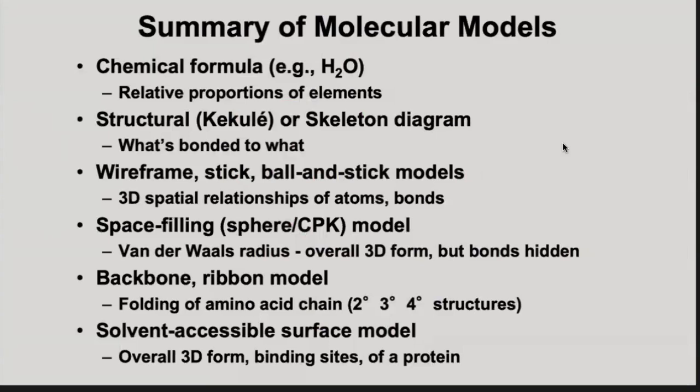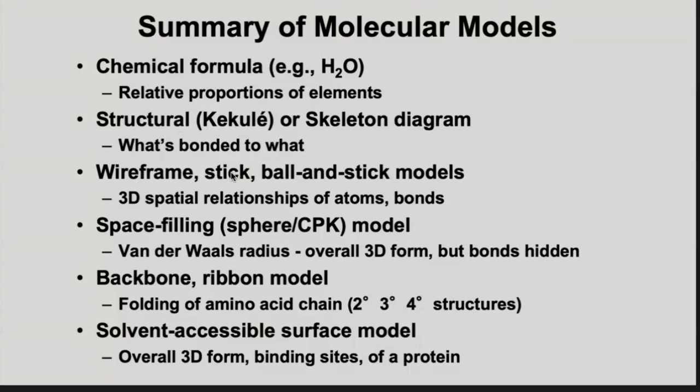All right, so summarizing everything we've talked about so far today about molecular models, we have all these different kinds of models that are good for different things. So we have things like the chemical formula, like H2O or CH4. And these are great because they easily tell you the relative proportions of the elements. So we know instantly that water is made of 2 hydrogen atoms to every 1 oxygen atom. We have things like the structural diagrams or Kekulé diagrams or skeleton diagrams, which show you which atom is bonded to which other atom, but they don't show you anything about the 3-dimensional arrangement of those atoms.